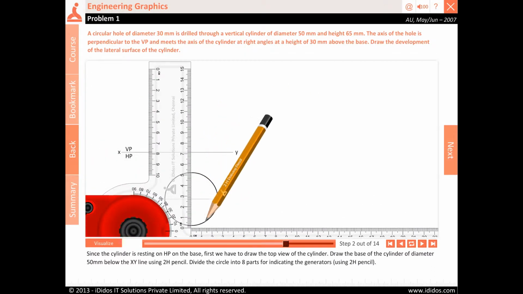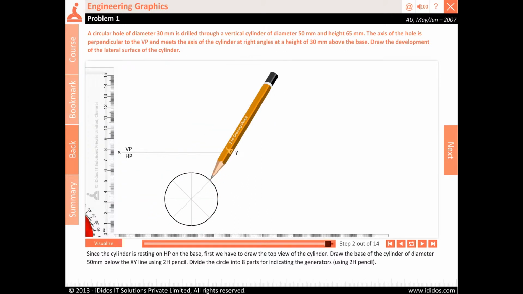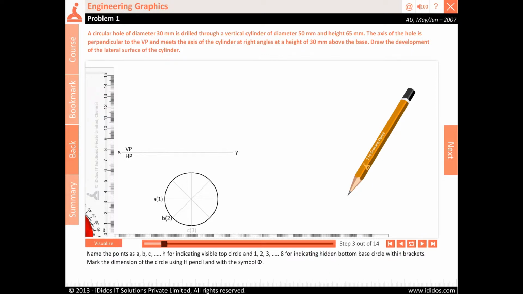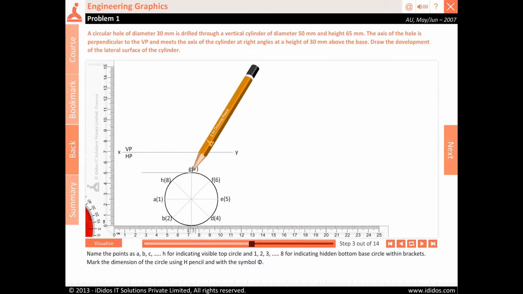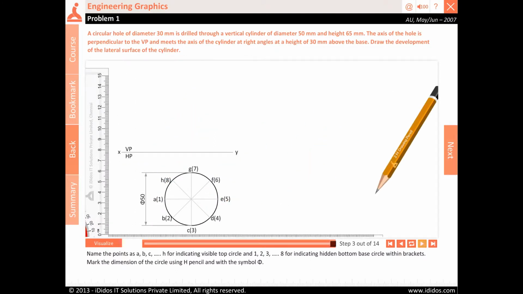Divide the circle into 8 parts for indicating the generators using 2H pencil. Name the points as A, B, C, D, E, F, G and H for indicating visible top circle and 1, 2, 3, 4, 5, 6, 7 and 8 for indicating hidden bottom base circle within brackets. Mark the dimension of the circle using H pencil and with the symbol pi.